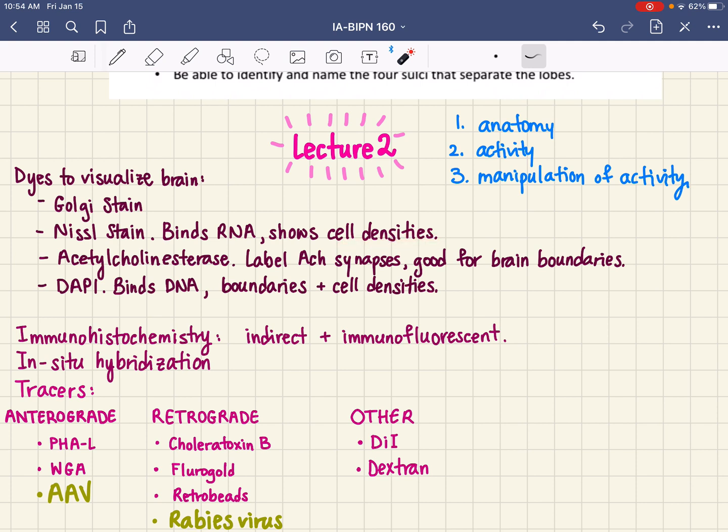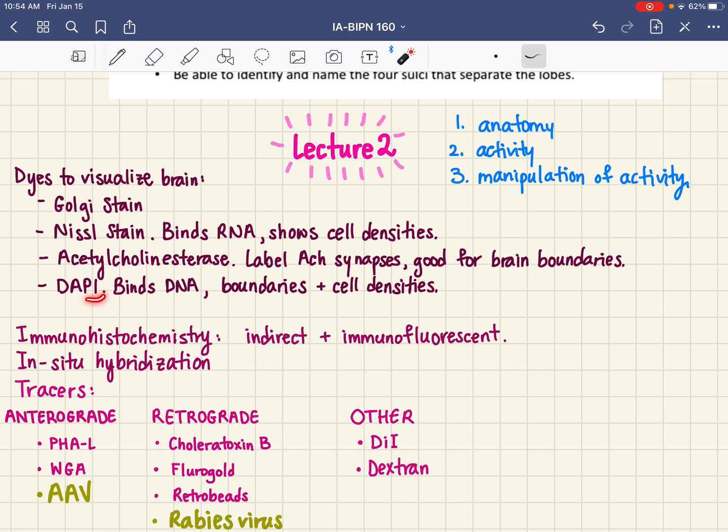So the Nissl stain is used to see where cells are more compact in that area of the brain. Okay, acetylcholinesterase is used to label acetylcholine synapses, and this is good for checking for brain boundaries. For example, different areas, there's clear distinctions between where one part of the brain begins and another part ends. Okay, that's what I mean by brain boundaries.